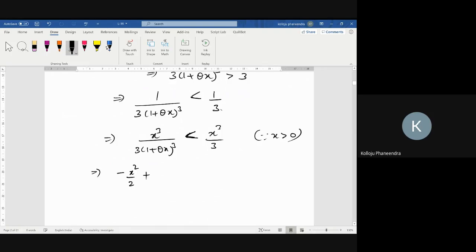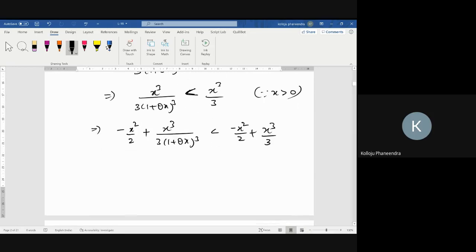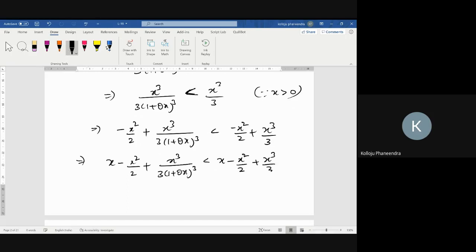Minus x square by 2 plus x cube by 3 into (1 plus theta x) whole cube is less than minus x square by 2 plus x cube by 3. That means adding minus x square by 2 on both sides, right? Next one is x. Let us add x throughout this inequality. This is x cube by 3 into (1 plus theta x) whole cube is less than x minus x square by 2 plus x cube by 3.